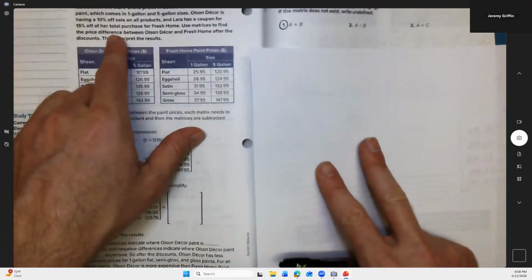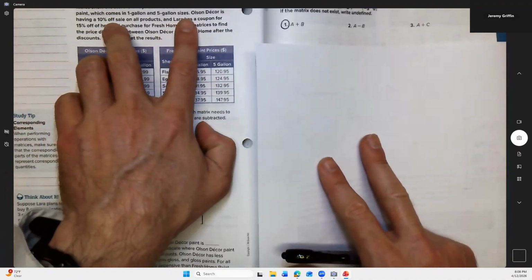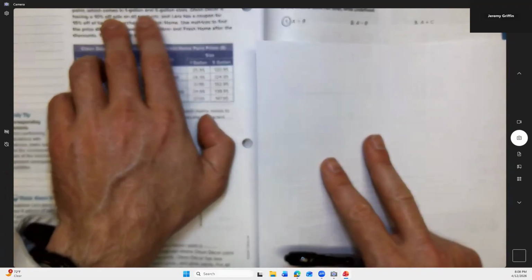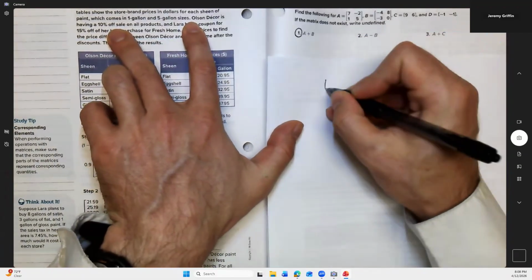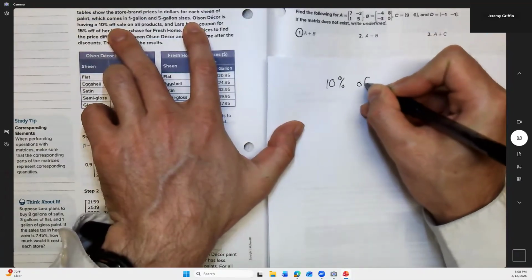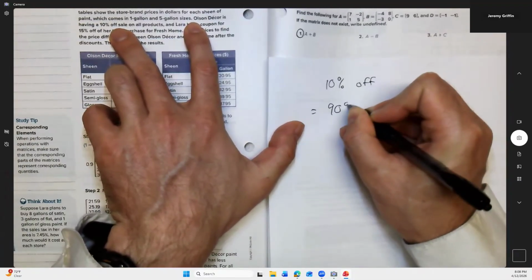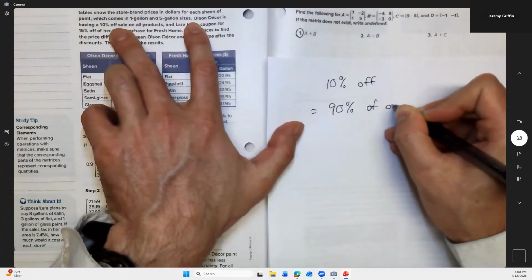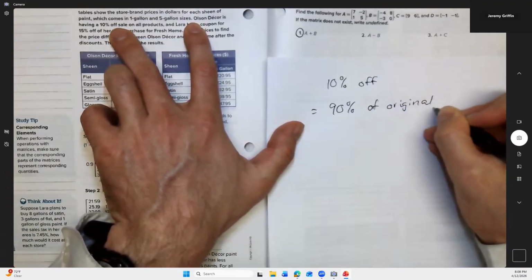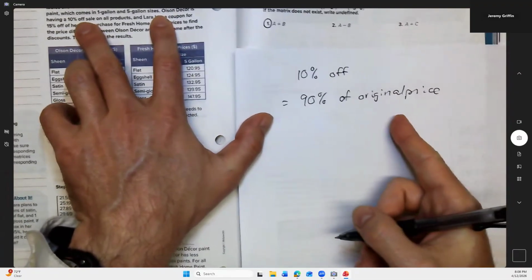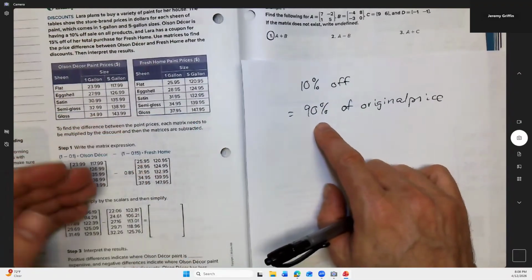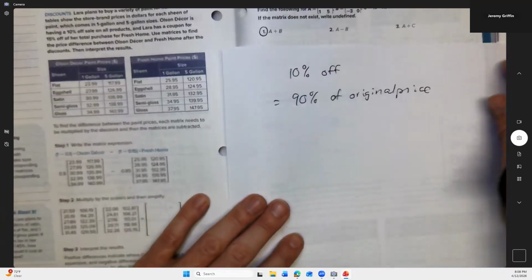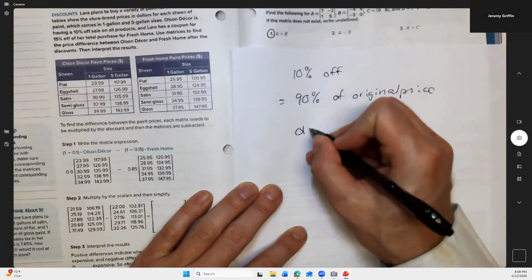Let's just do one of these. Let's say she uses her 10% off sale on Olson. If it's 10% off, doesn't that mean it's 90% of the original price? It's the same thing. So I'm going to take each price value and multiply it by 90%, or 0.9. Let's do this for Olson.